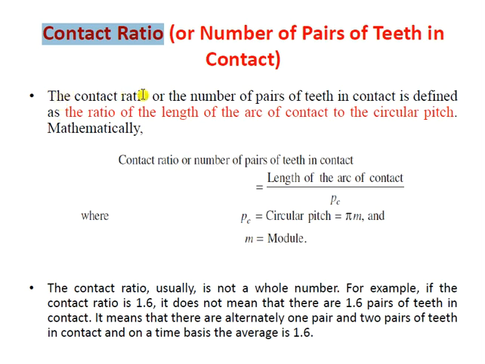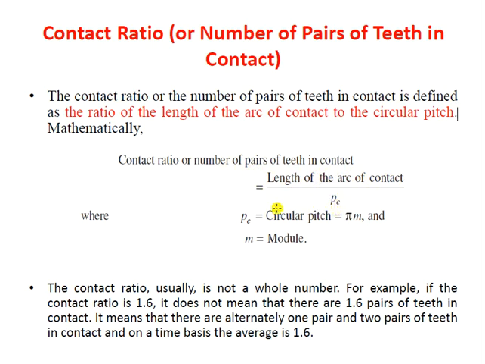So the contact ratio, or the number of pairs of teeth in contact, is defined as the ratio of length of arc of contact to the circular pitch. Okay, so contact ratio, or the number of pairs of teeth in contact, is length of arc of contact divided by Pc, which is circular pitch.